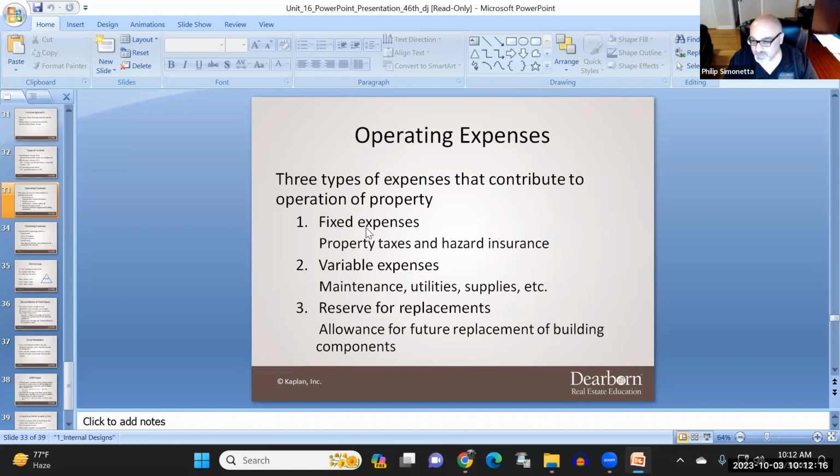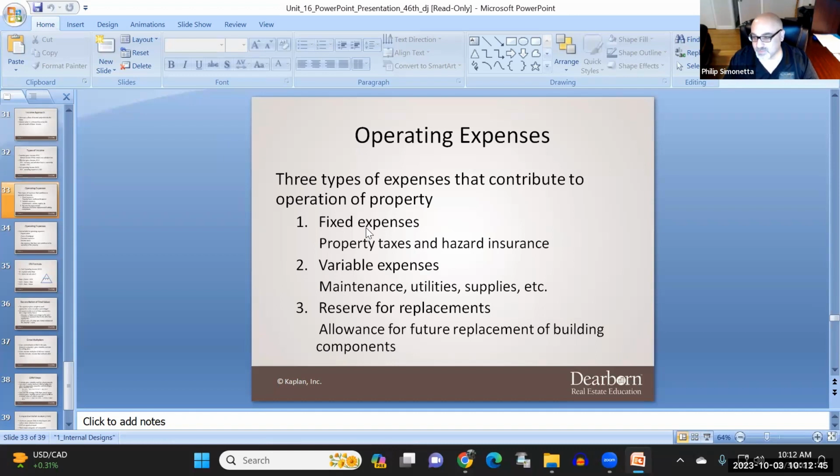Let's say you have a 10-unit building. You need 10 air conditioning units, right? You need 10 water heaters, and every 15 years you have to replace those. So you know how much it's going to cost you every 15 years. Every month you would divide that amount for all those units by 15 years, 180 months, and it'll be X amount a month. You would take that money and put it in reserves, so when the time comes, you have the money.